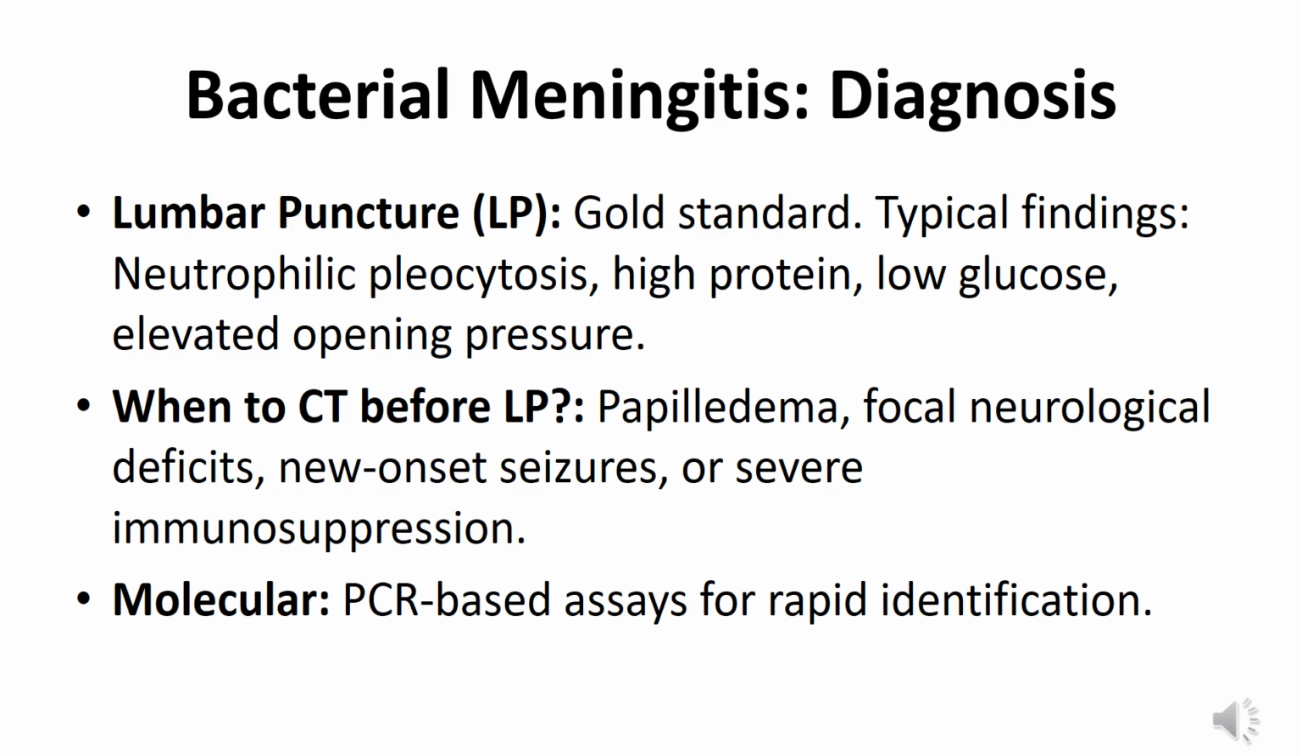In simple terms, this means there is a large increase in neutrophils, the white blood cells that rush to fight bacterial infections. Protein levels in the CSF are typically elevated. This happens because inflammation disrupts the normal blood-brain barrier, allowing proteins to leak into the cerebrospinal fluid. Glucose levels are often low. Bacteria consume glucose, and inflammatory cells also use it rapidly. As a result, the amount of sugar in the CSF decreases compared with normal levels.